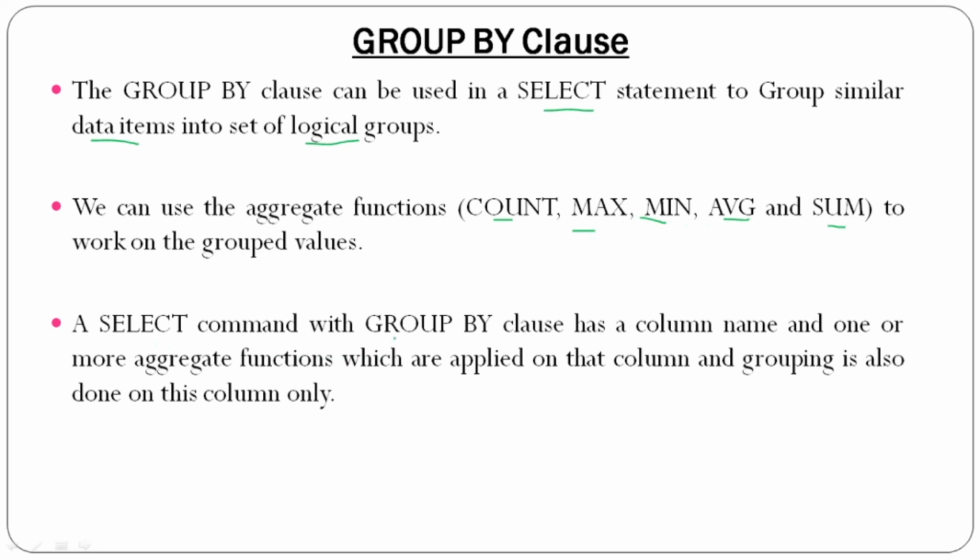A select command with group by clause has a column name and one or more aggregate functions in it, which are applied on that column, and grouping is also done in this column only. We are grouping using a specific column and performing some aggregate functions on other columns.